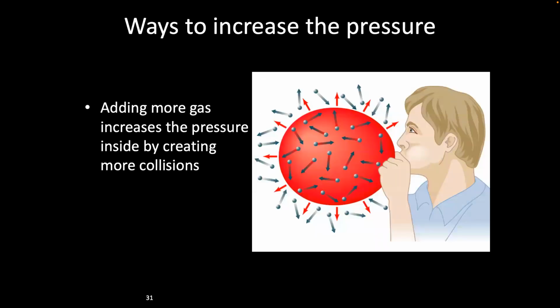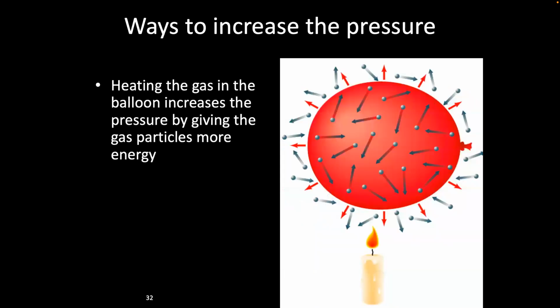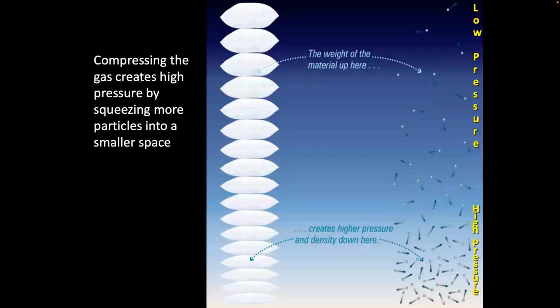So we can add more gas. If I increase the number of particles, I can get the pressure to go up. If I heat the inside, I can get the particles to move around more violently. We talked about temperature in that respect. And if I pressurize it, I can squeeze them into a smaller space. This will make the pressure go up. The same number of particles in a smaller space is going to make the pressure go up.